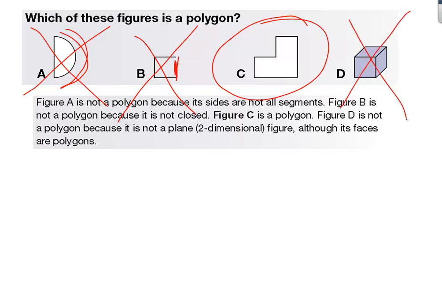And D is not because it is three-dimensional. It's not a single plane. Although, just this front face right here, that would be a polygon. But so would this be a polygon. And so would this one up here be. So this is really made up of a bunch of polygons, but itself is a three-dimensional cube. It's not a polygon, even though its faces are polygons.